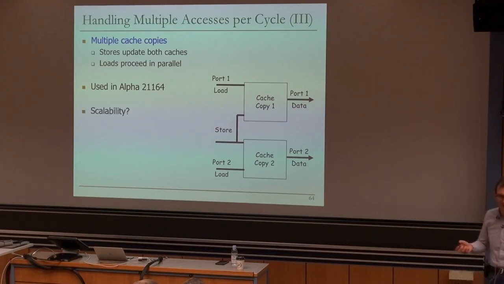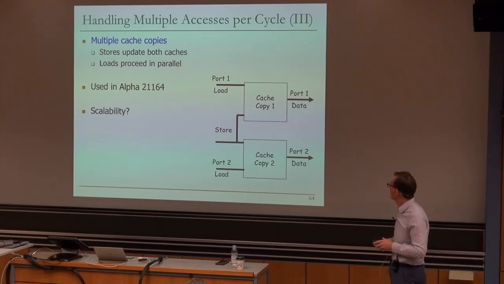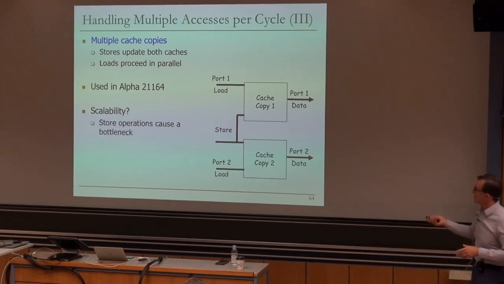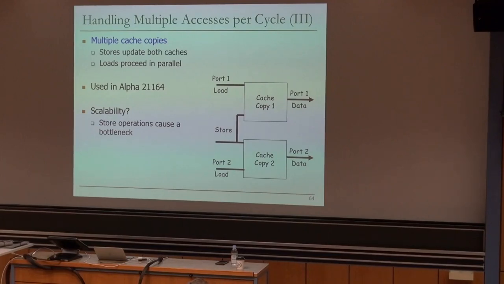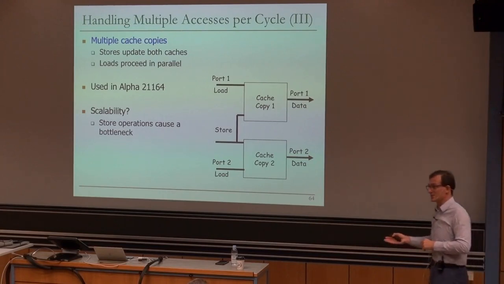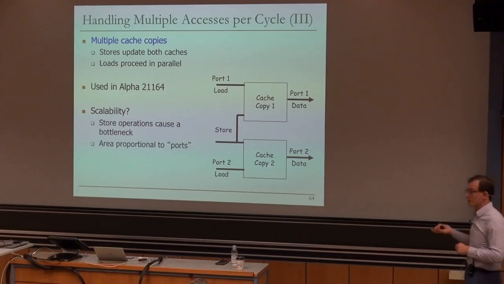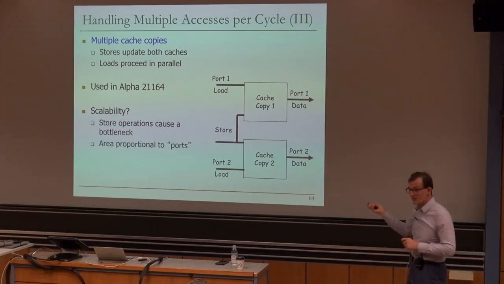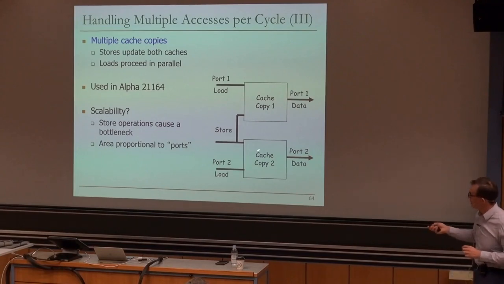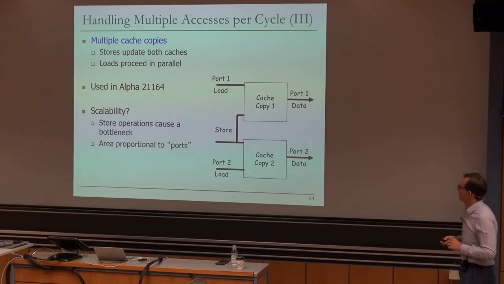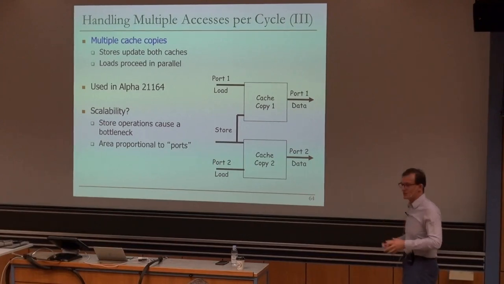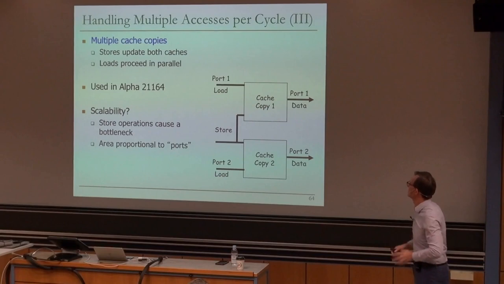Well, scalability is another problem over here, right? Do you actually keep copying the cache if you want 8 of them? That's not a good idea, probably. This may work well if your cache is small and you need smaller ports. And also, store operations cause a bottleneck in terms of scalability, right? Whenever you have one store, you need to update all of the copies if you want to maintain consistency. And you probably want to do that. And area is proportional to the ports in this case. But latency is not bad, maybe, except for the store latency over here, right? Because you're not changing the internal structure of the cache. You're just designing it and copying it.